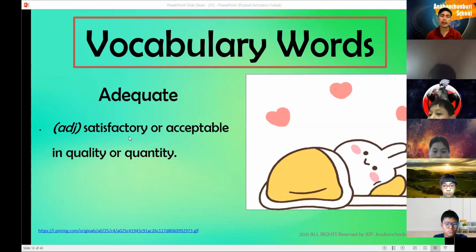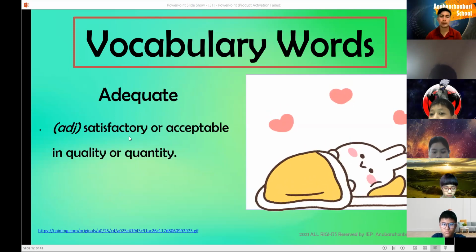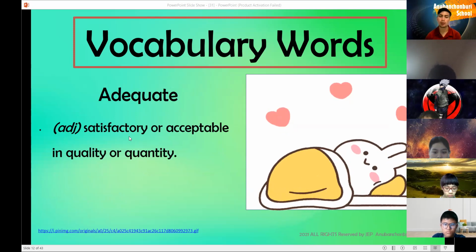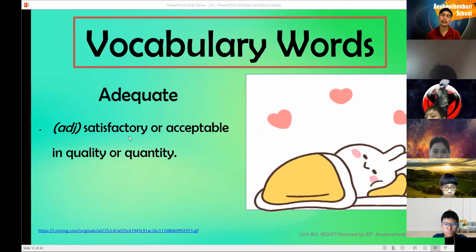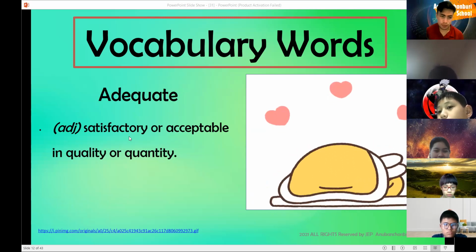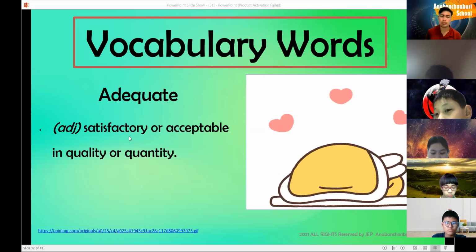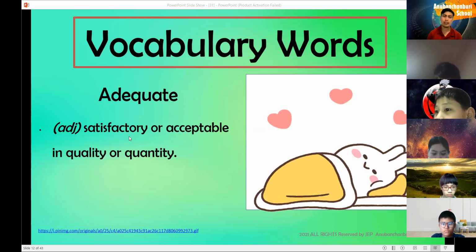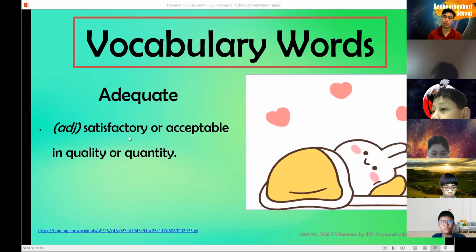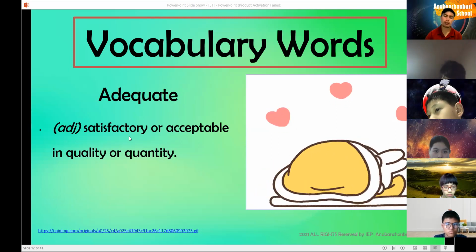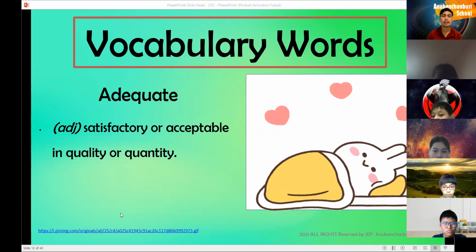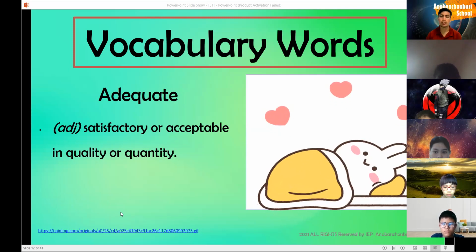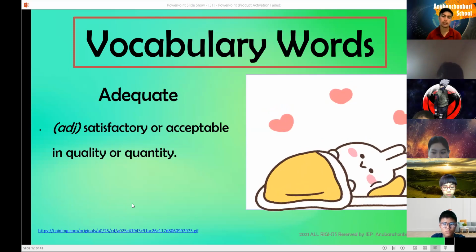Next one here is adequate. Adequate means satisfactory or acceptable in quality or quantity. For example, adequate sleep. Have you had adequate sleep last night? Adequate means enough. In terms of sleeping, every night we need to have an adequate amount of sleep, or else we will be sick or there will be some problems in our health later on.